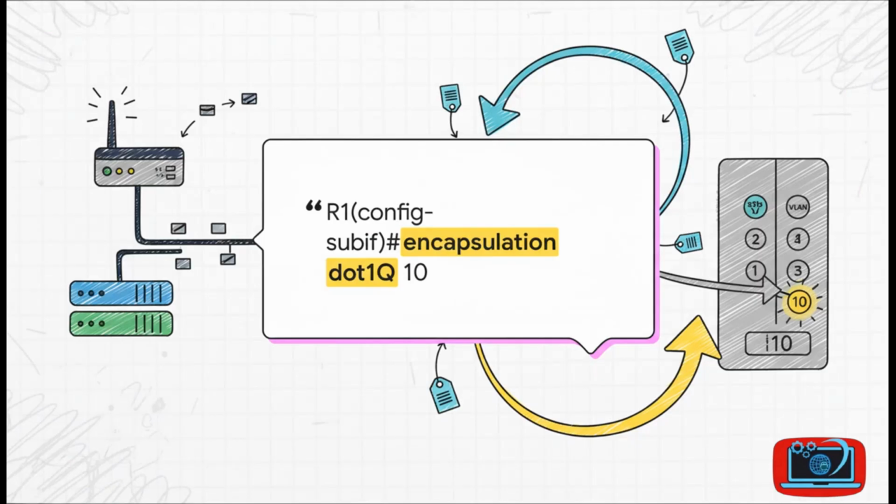And how does it work? It's all about this command right here, encapsulation dot1q 10. This is what tells the router to tag any traffic from this virtual interface as belonging to VLAN 10. That tag is exactly like the floor number on an elevator button. It tells the network precisely where that data needs to go.